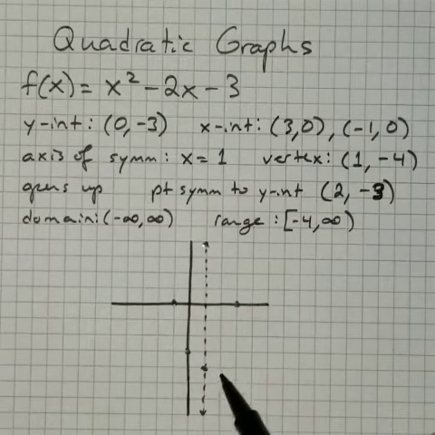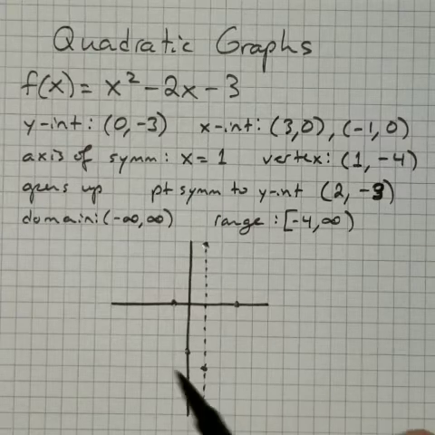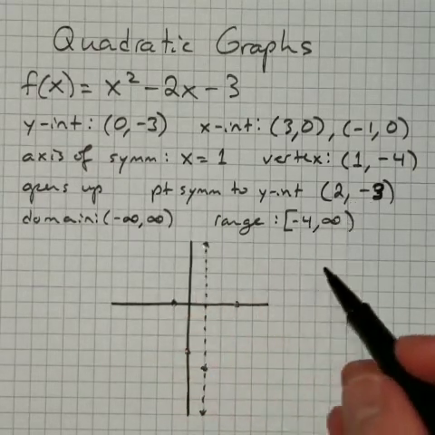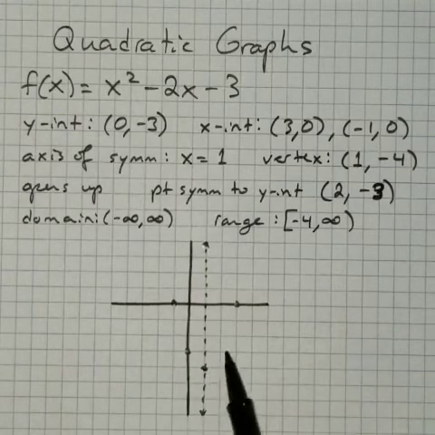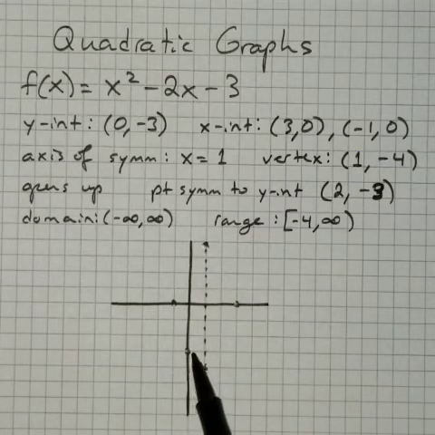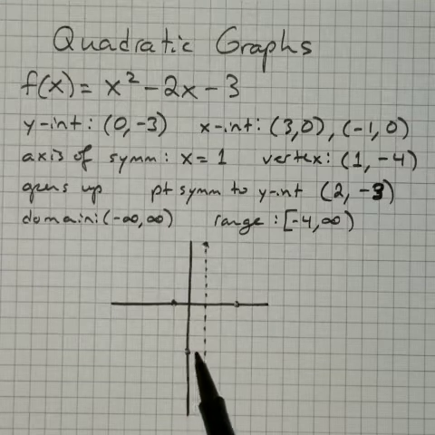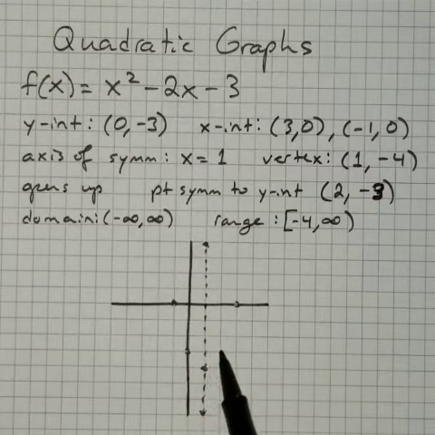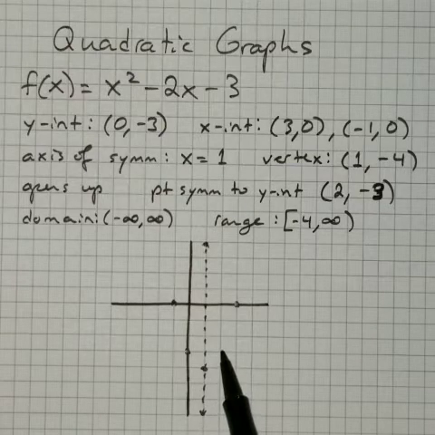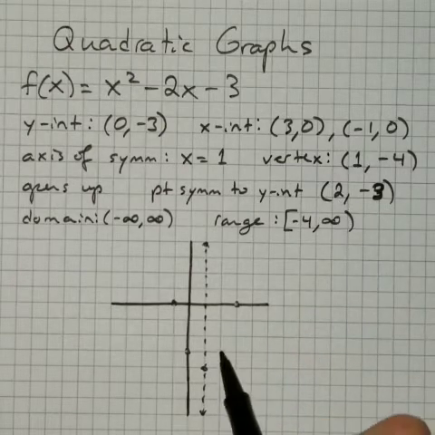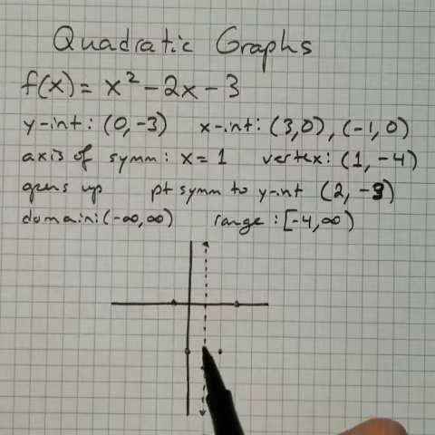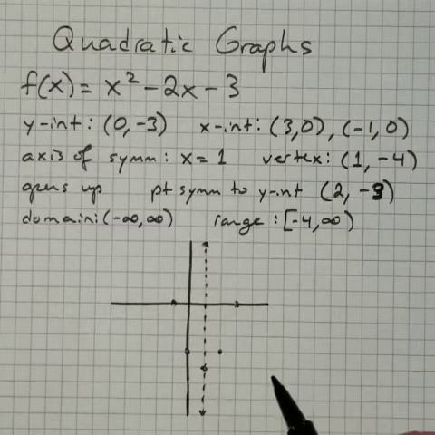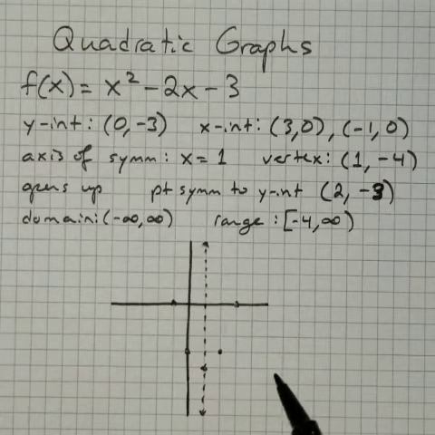This graph is going to open up. You can kind of see that developing already. The point symmetric to the y-intercept is at (2, -3). Remember that the distance here from the y-intercept to the axis of symmetry is 1, and so you have to go 1 to the other side to get the symmetric point, and that's where the 2 comes from. Okay, so that's doubling the axis of symmetry value. And I think that's everything.